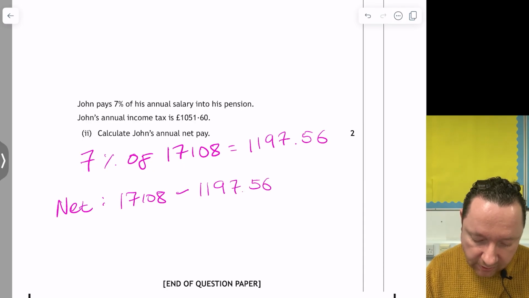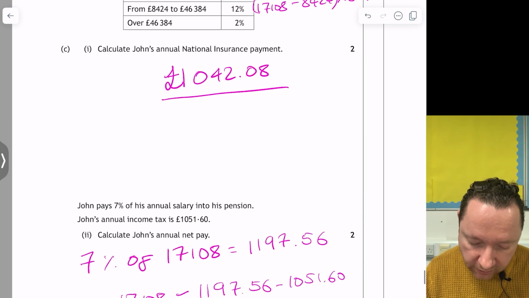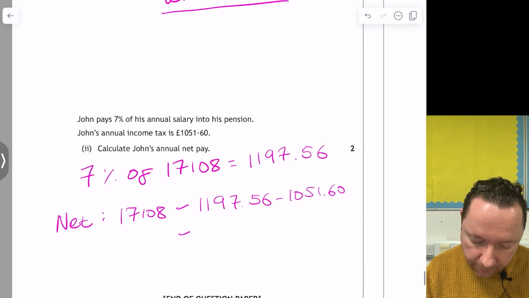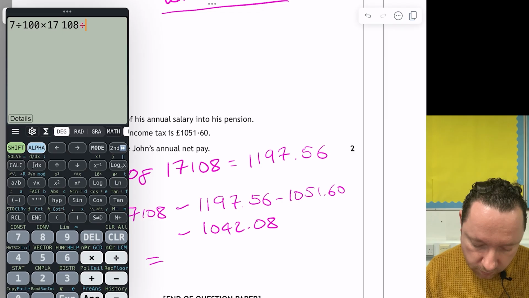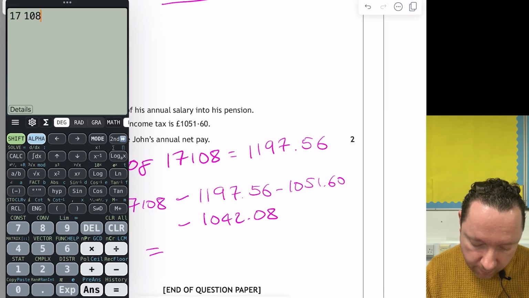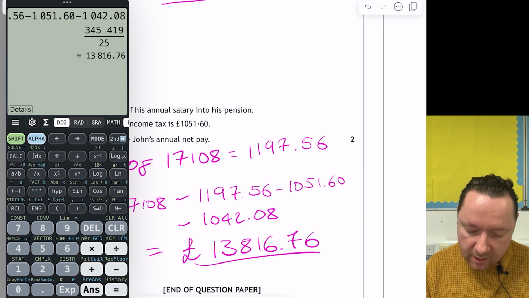So his net pay is equal to 17,108 minus the 119,756 minus the tax, which is 105,160, and minus the answer I just got for his national insurance, 104208. So doing all that in a calculator, 17108 minus 1197.56 minus 1051.60 minus 1042.08 is an answer of £13,816.76, and we're done there.